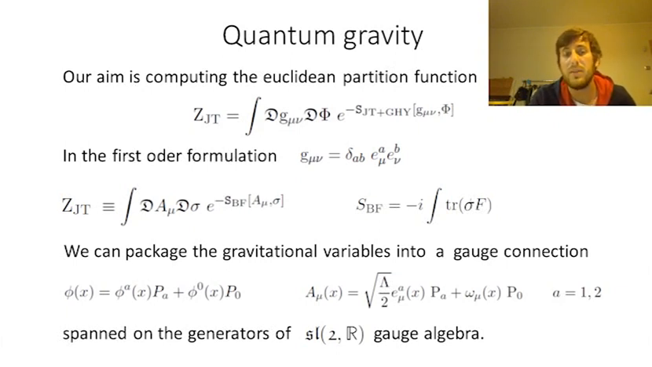But this can be better achieved in the first order formulation, where one sees the vielbein and the spin connection as independent variables, and moreover, one can package these gravitational variables into a single gauge connection, which is spanned on the generators of the SL2R gauge algebra. So in particular, gauge transformations acting on this gauge field correspond to diffeomorphisms in the bulk. And so one can replace the gravitational path integral with a path integral over the configurations of this gauge field and an adjoint scalar corresponding to the dilaton, weighted by a BF theory action, which is the equivalent of the JT gravity.